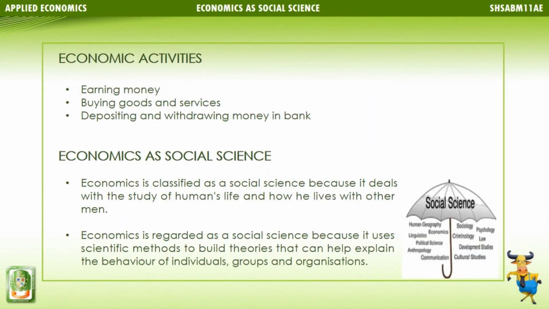Some of the economic activities are: number one, earning money; number two, buying goods and services; number three, depositing and withdrawing money in a bank. Economics as a social science. Economics is classified as a social science because it deals with the study of human life and how he lives with other men. Economics is regarded as a social science because it uses scientific methods to build theories that can help explain the behavior of individuals, groups, and organizations.